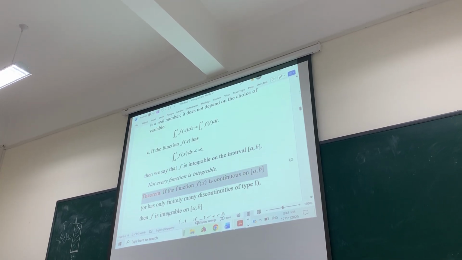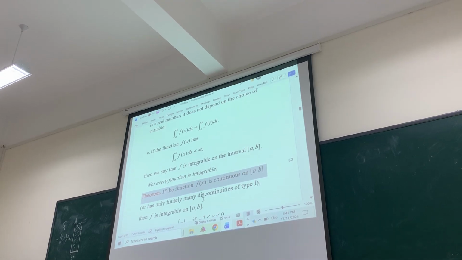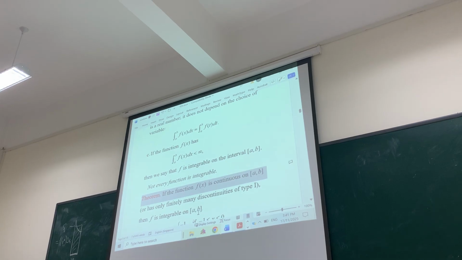If the function f is continuous on [a, b], or has only finitely many discontinuities of jump type, then f is integrable on [a, b].